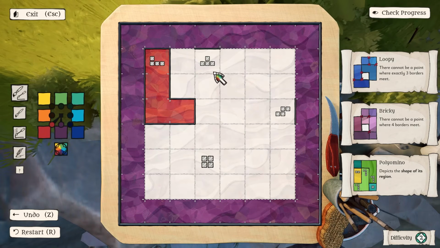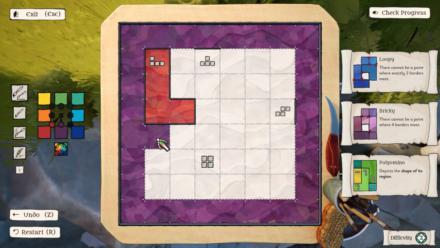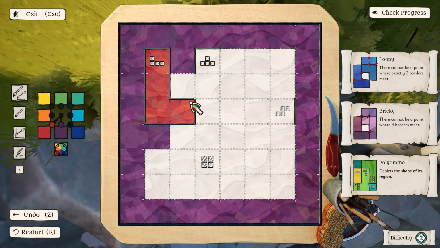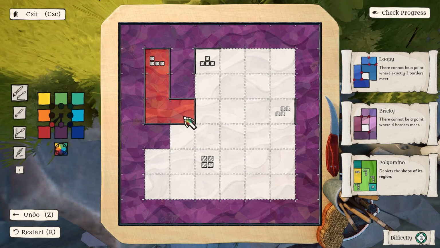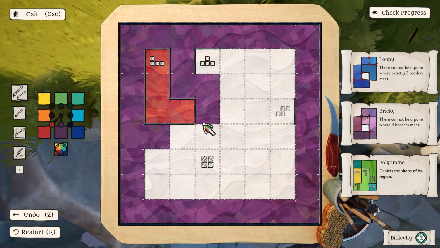Okay. Then, do we have any almost 3s? We do, so you have to go that way. And here, you have to go that way. That's an almost 3, so you must go like that. This is an almost 3, so both of those must be filled in.